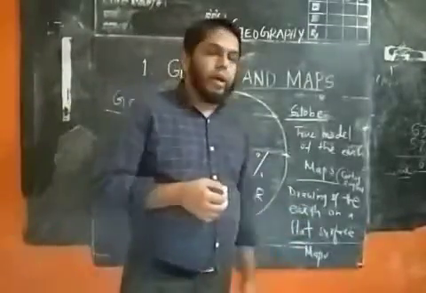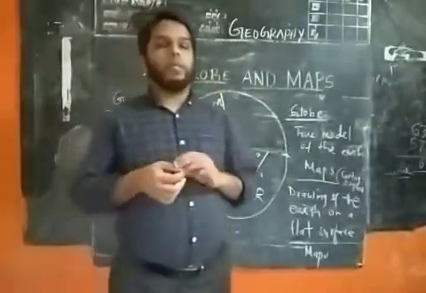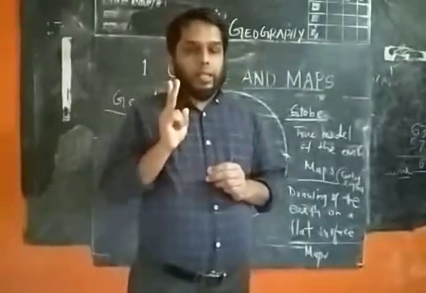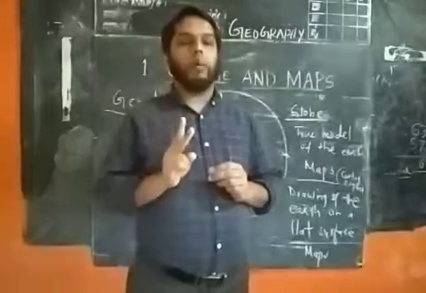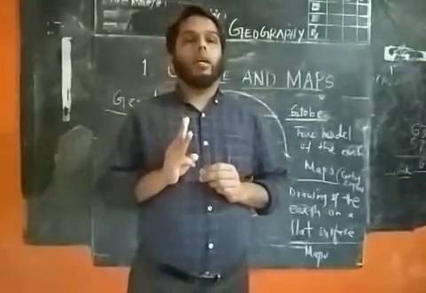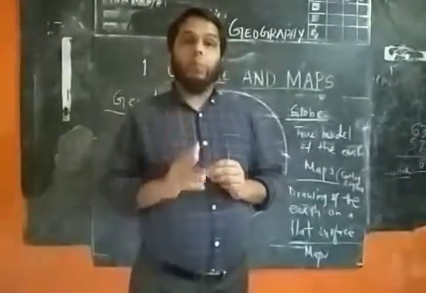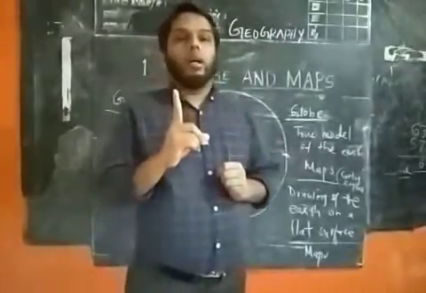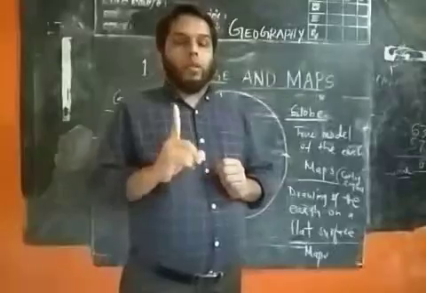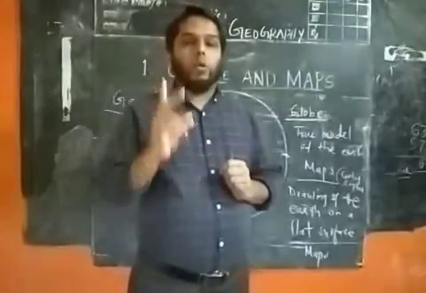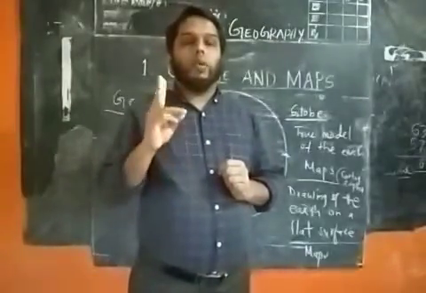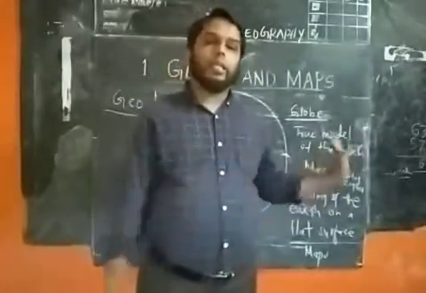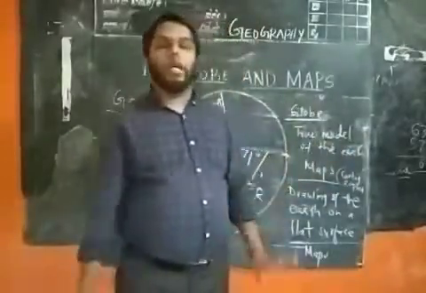When we talk about maps, there are three types of maps. The first one is the political map, the second one is the physical map, and the third one is known as the distribution map or thematic map. So let us take the political map first.